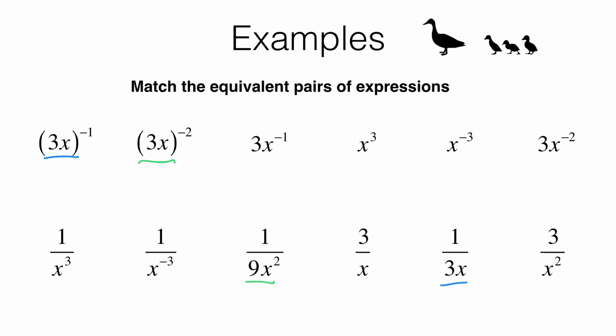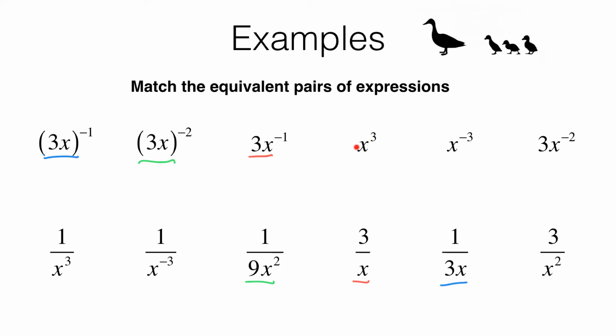This next one, I'll have 3x to the minus 1. Now only x is to the power of minus 1, so I'm only reciprocating x. So that will just be 3 over x, which is this one here, 3 over x. Those two match up.